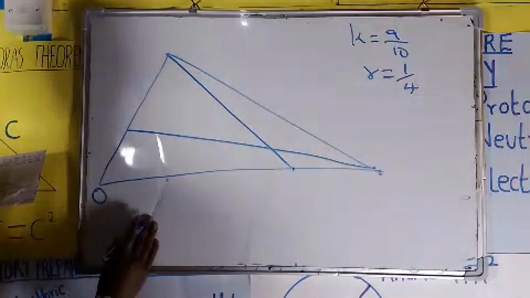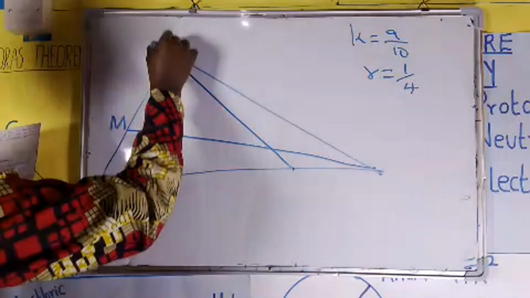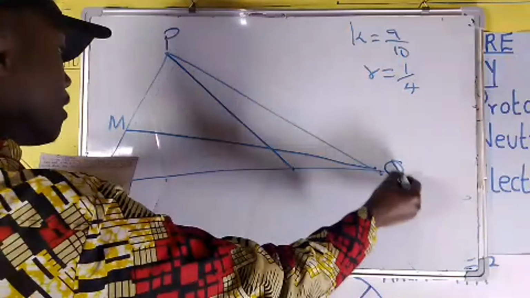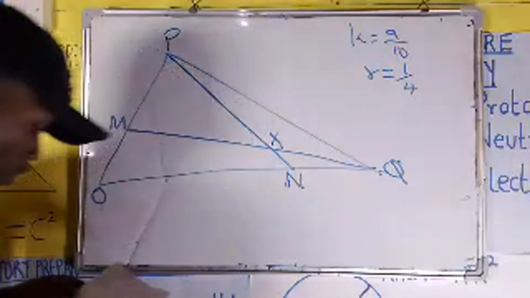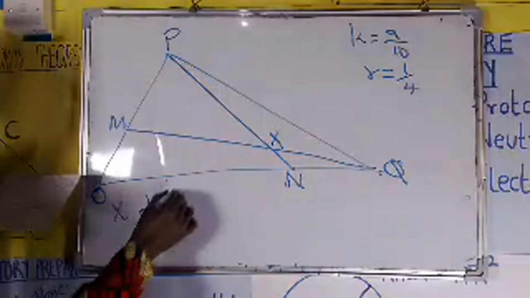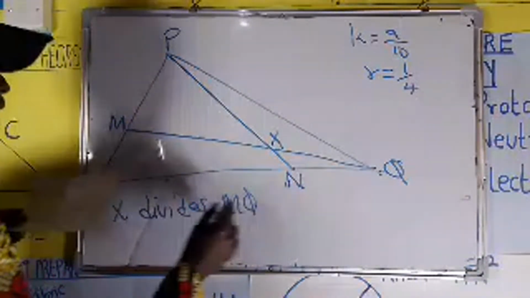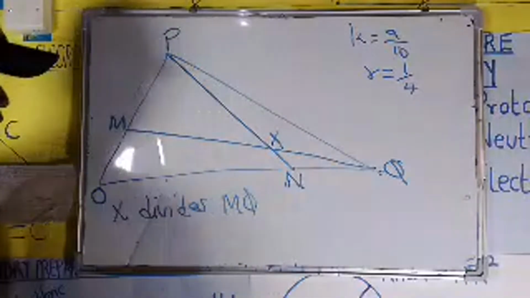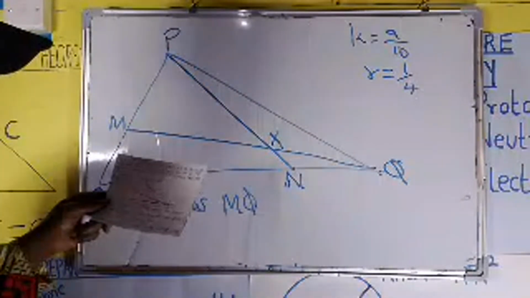O, M, P, Q and X. So we are asked to find the ratio in which X divides MQ. X divides line MQ. So we will go back to the part where there was Q and X.